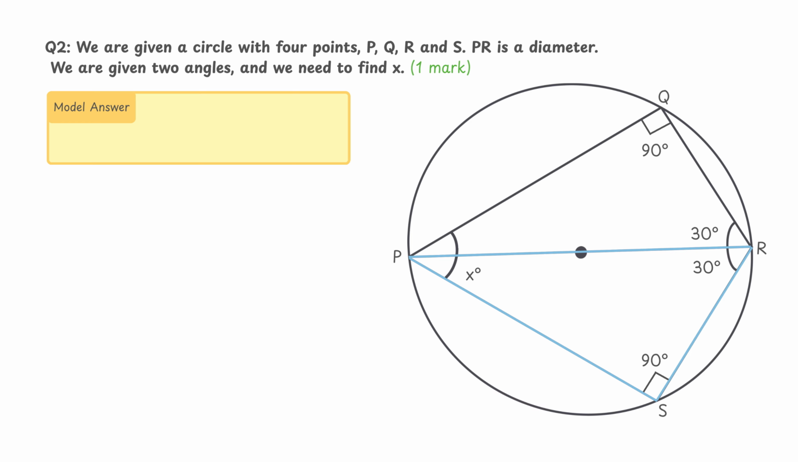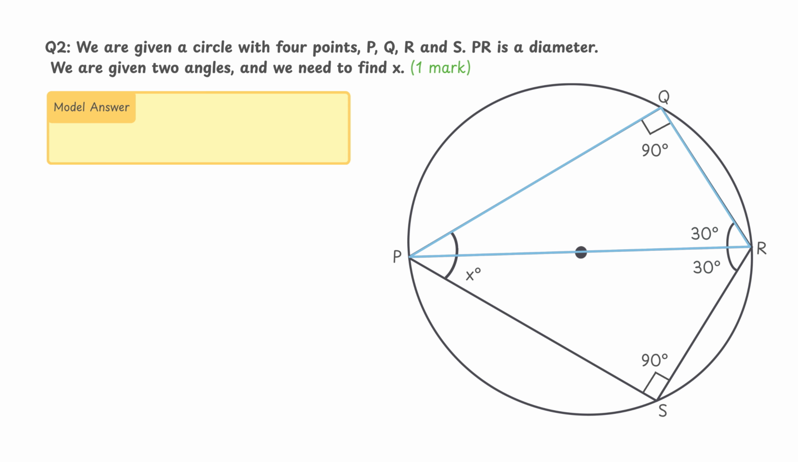Next, look at triangle PSR. Again, the angle at S lies opposite the same diameter PR. So angle PSR is also 90 degrees. Now focus on point R. We are given that angle QRS is 30 degrees. This angle is split equally between the 2 triangles, so each part is 30 degrees.